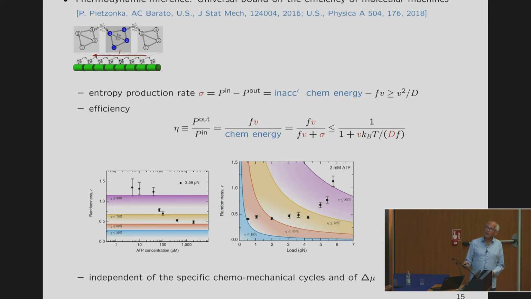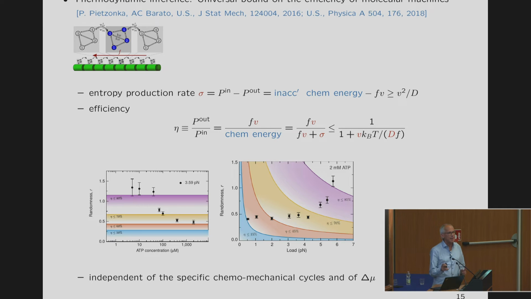So these are the data from the previous slide, and overlaid in color is this function here. So let's take this point here. I'd like to explain it with this point. This point is at 2 piconewton external load. Randomness, i.e. ratio between velocity and dispersion, was about 0.4. Our curve here tells us that this is the 45% line. So the statement which we can now draw from this comparison is the following one. Under these conditions, this motor does transform at most 45% of the chemical energy into mechanical work.